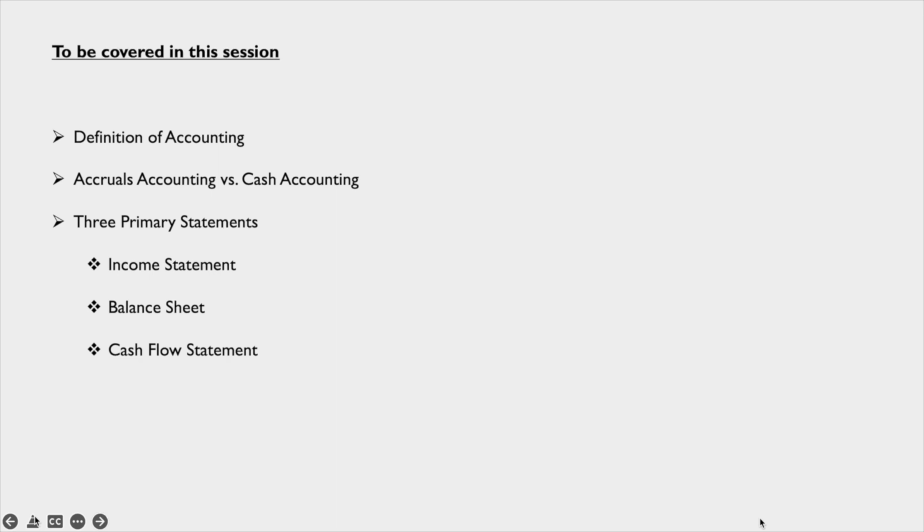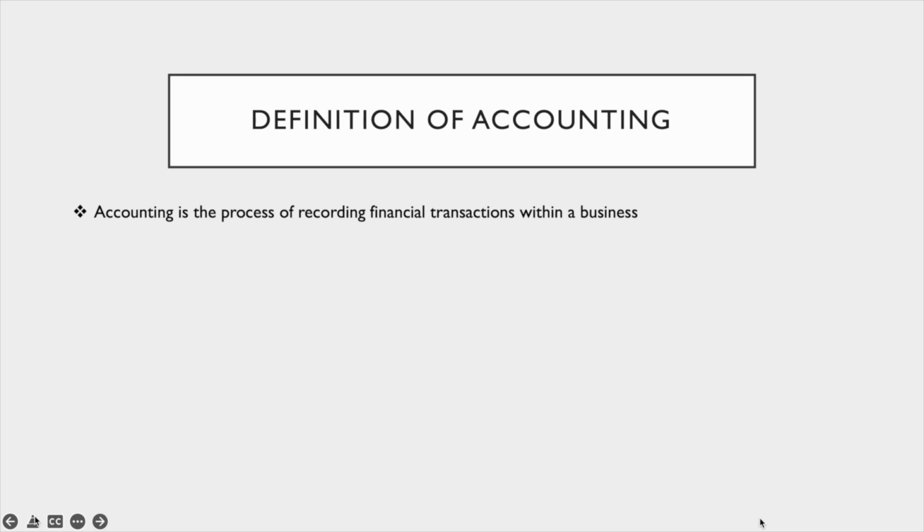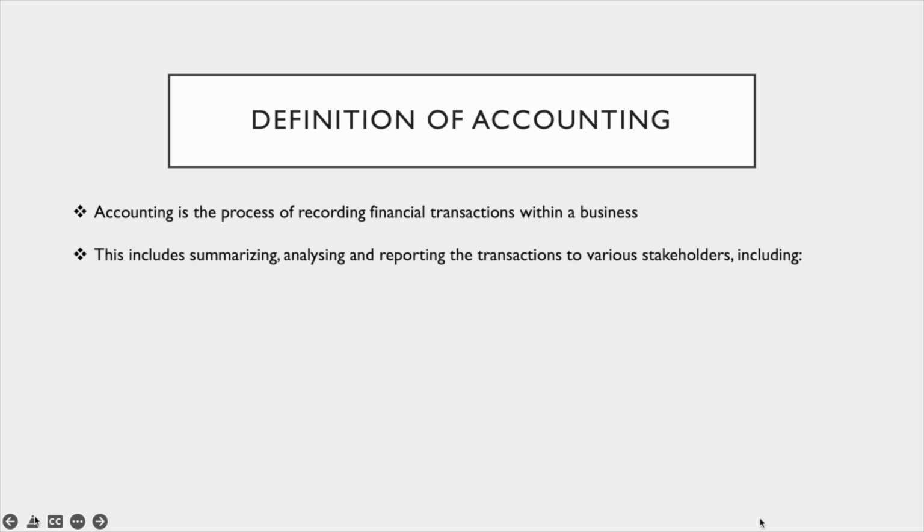The three primary statements are set out here. There's the income statement, the balance sheet, and the cash flow statement. Now we'll be introducing those in more detail in the next tutorial, but for the purposes of this lesson, we just want to introduce you to these three statements. Firstly, a definition of accounting. Accounting is the process of recording financial transactions within a business. This includes summarizing, analyzing, and reporting the transactions to various stakeholders, including managers, an owner of a business, board of directors, regulators, investors, and tax authorities as appropriate to that business.